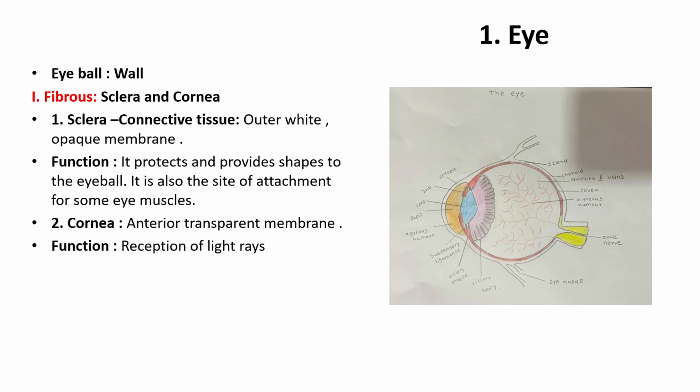Now let's study the eye, the organ of vision. The eyeball contains three layers: fibrous, vascular, and sensory. The first, the fibrous layer, contains the sclera and cornea. The sclera is the outer white opaque membrane. When we see the eye, the white portion is called the sclera, and it functions mainly as protection and shape to the eyeball, and also as a site for attachment of some eye muscles. Second is the cornea, the anterior transparent membrane which receives light rays.